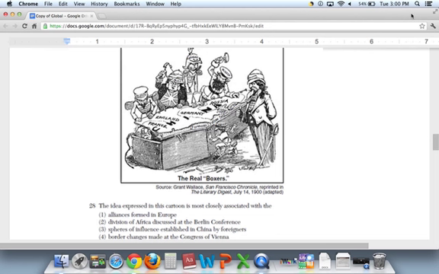Okay, so if you think about it, it says the real boxers at the bottom of the political cartoon. And if you think about the Boxer Rebellion, that happened in China. So immediately you can think of spheres of influence or China and foreigners trying to put their influence upon the people. And so alliance formed in Europe, that had nothing to do with that. And division of Africa discussed at the Berlin Conference had nothing to do with that also. And the border changes made at the Congress of Vienna had nothing to do with that either. So the correct answer for 28 would be 3. Spheres of influence established in China by foreigners.